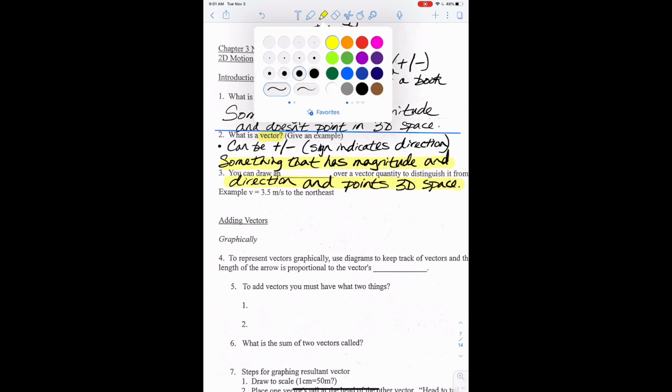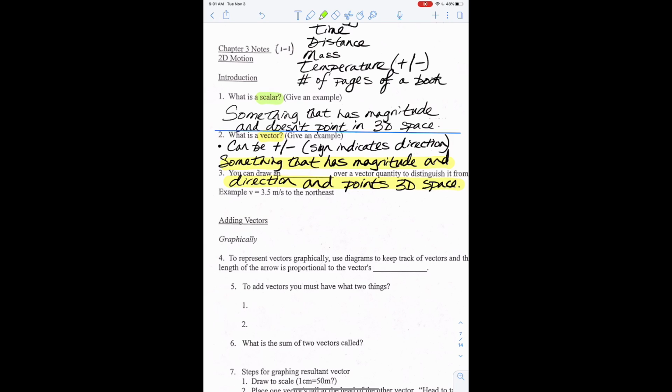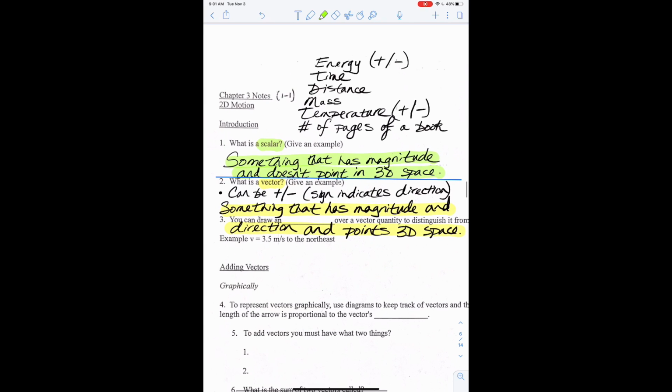Okay, so a vector, once again, is something that has magnitude and direction and points in three-dimensional space, whereas a scalar is something that has magnitude and doesn't point in three-dimensional space. We're also seeing that scalars, like vectors, can be positive or negative sometimes, but they don't point in three-dimensional space.